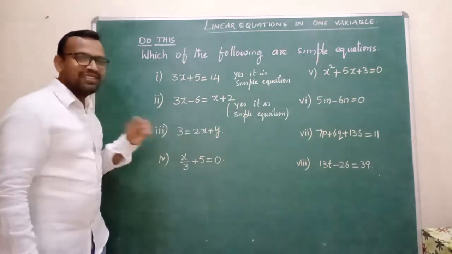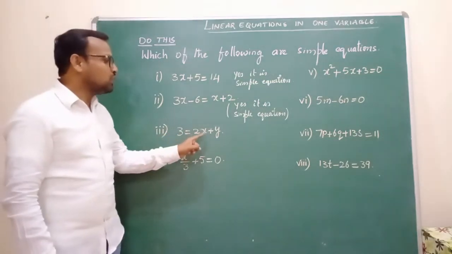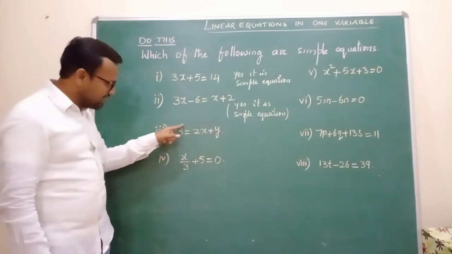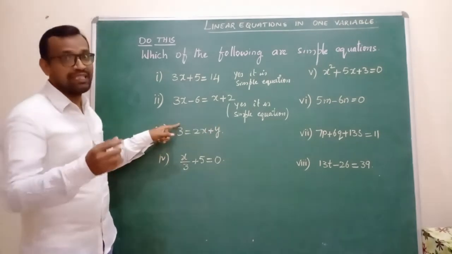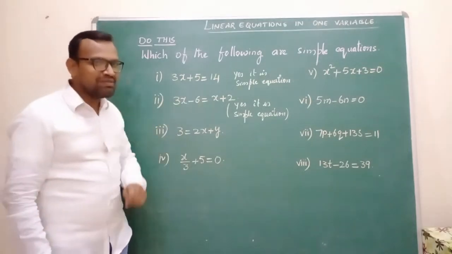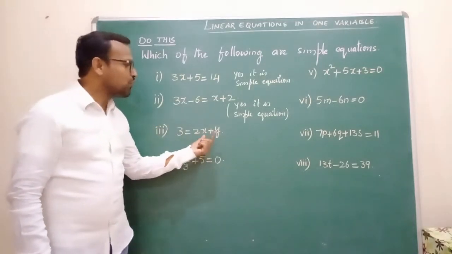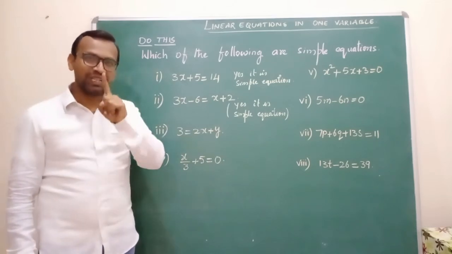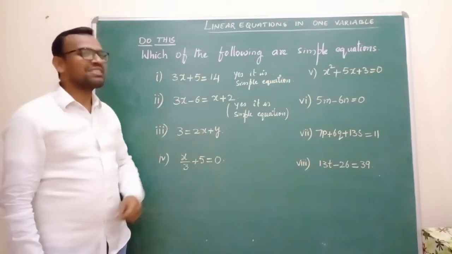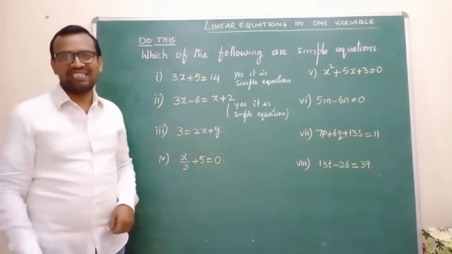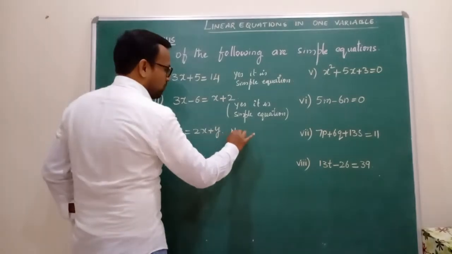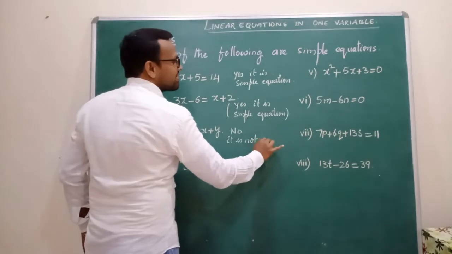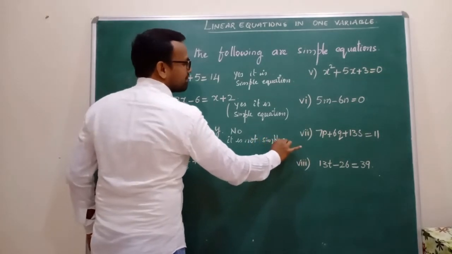Now, third one. 3 is equal to 2x plus y. Is it a linear equation? Yes, it is a linear equation because the power degree is 1. But how many variables are present in this? x, y. 2 variables are present. So a simple equation should have only one variable, but 2 variables are there. So it is not a simple equation.